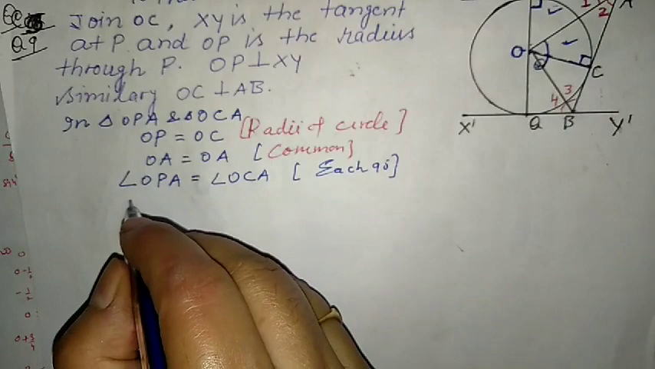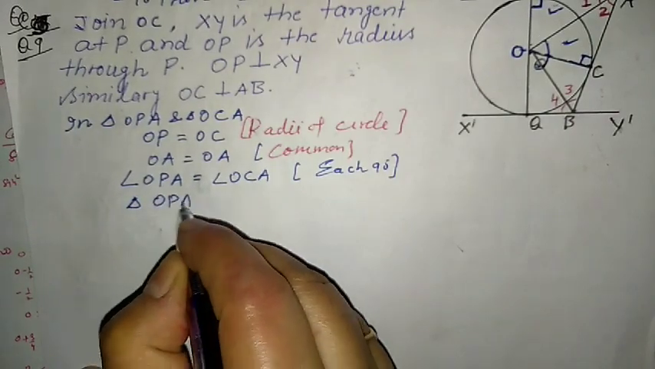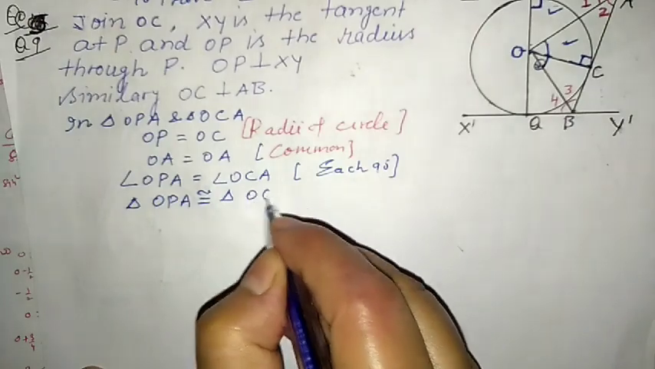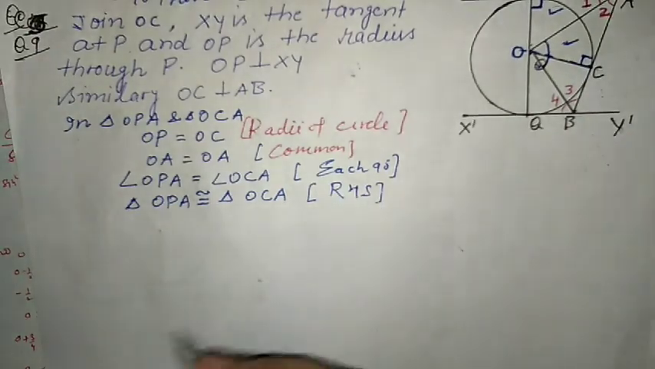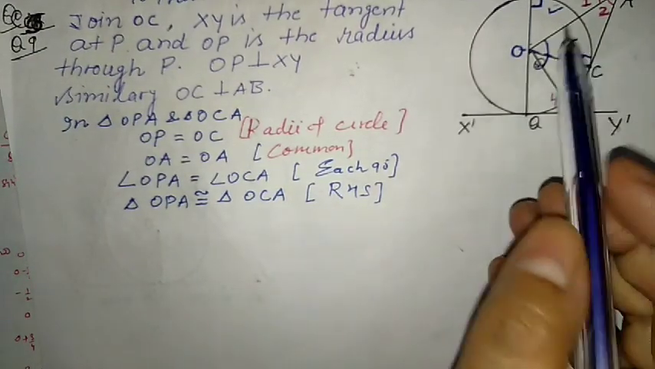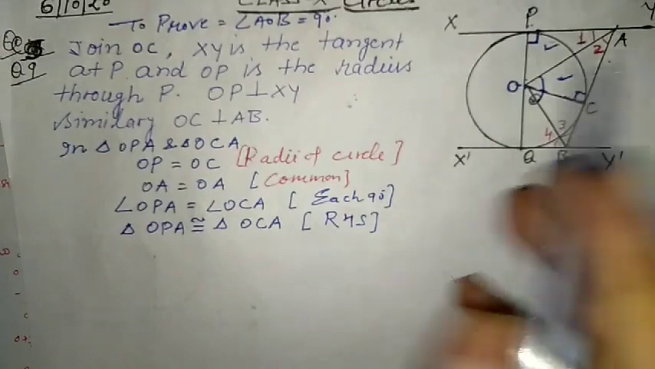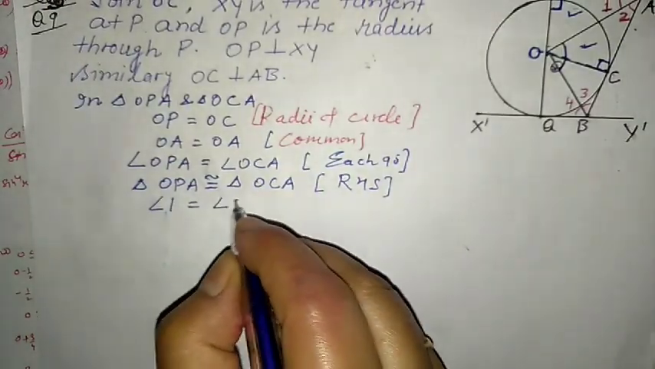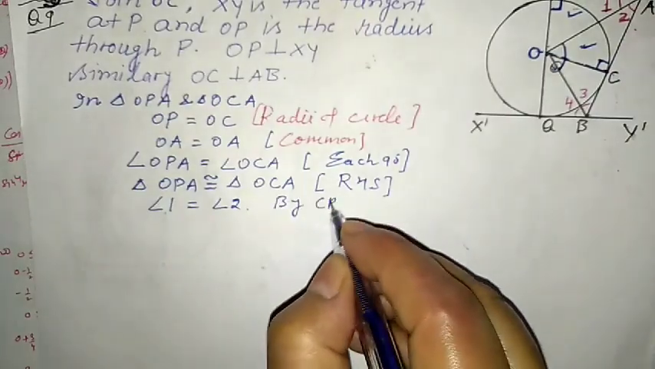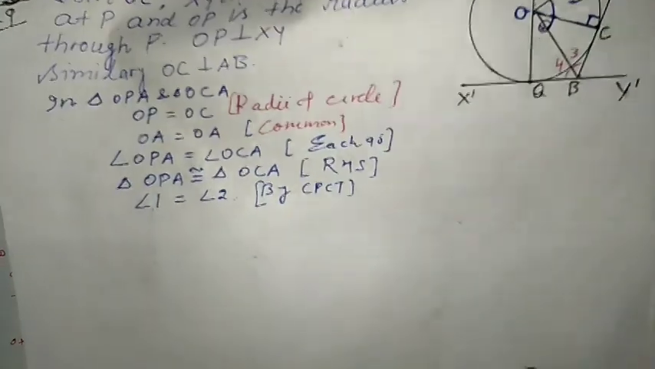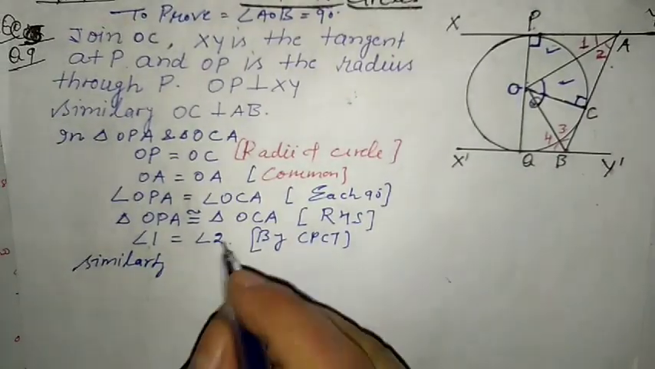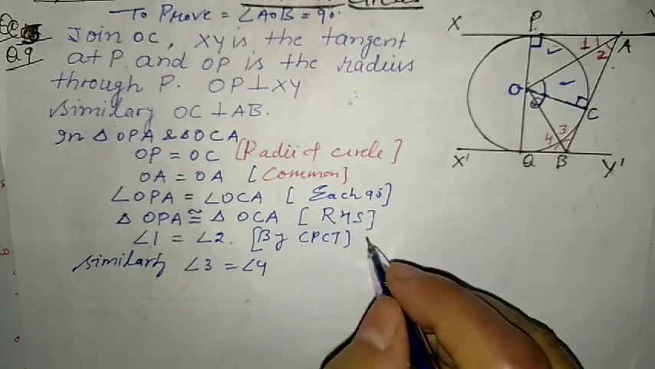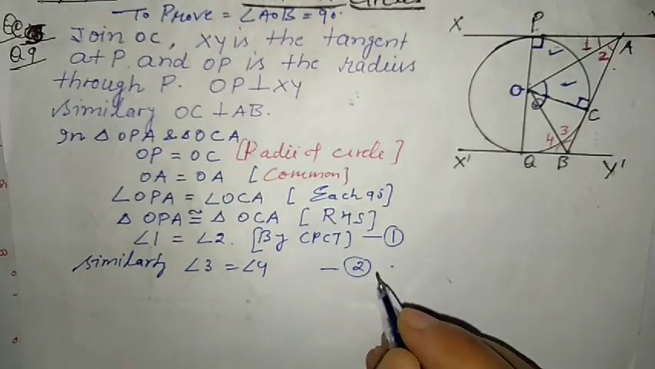So what does it mean? Triangle OPA is congruent to triangle OCA by RHS congruency. Got it? Now angle 1 is equal to angle 2 by CPCT. Similarly, we can prove that angle 3 is equal to angle 4. Suppose this was equation 1 and this is equation 2.